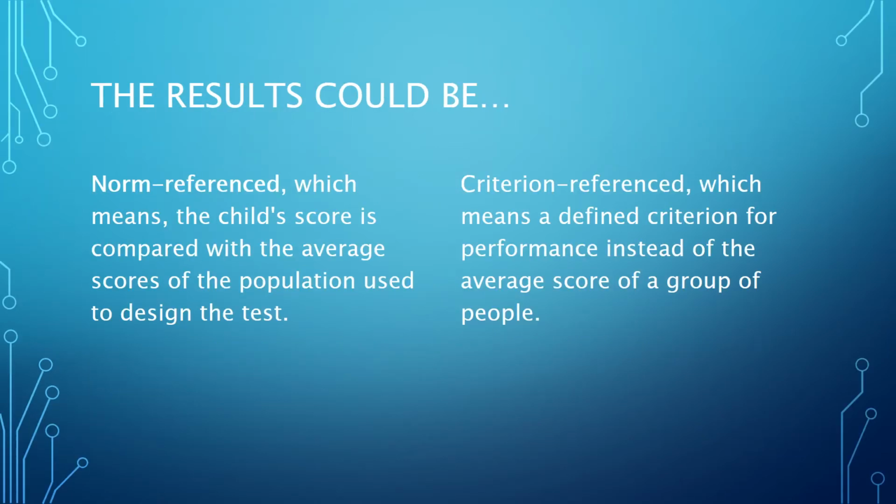The results could be norm referenced, which means the child's score is compared with the average scores of the population used to design the test. Or criterion referenced, which means a defined criterion for performance instead of the average score of a group.